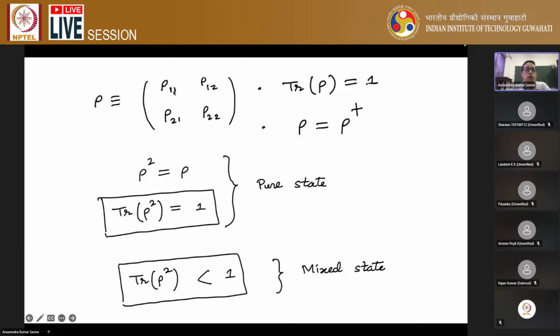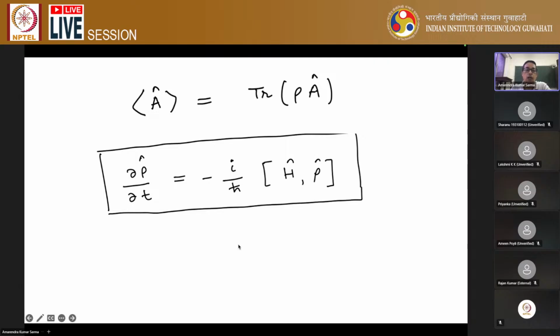Rho 11 is the population of state 1, rho 22 is the population of state 2, and rho 12 and rho 21 are the coherences of the states. Whenever rho 12 and rho 21 are non-zero, there is basically coupling between the energy levels. That's how you can think about it, and these are coherence terms. We can also find out whether it is a pure state or a mixed state just by calculating the trace of rho square. If it is equal to 1, it's a pure state. If it is less than 1, that's a mixed state.